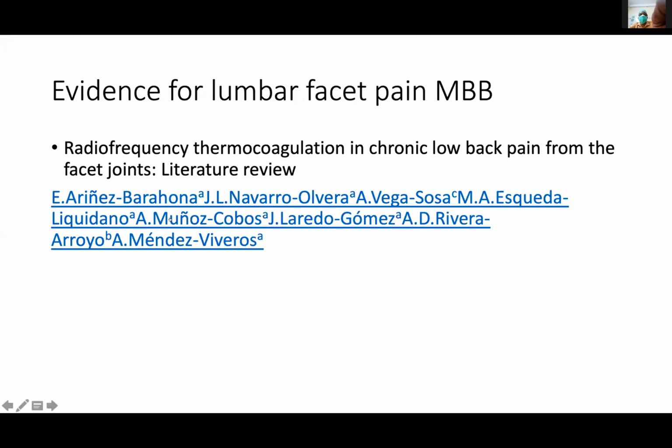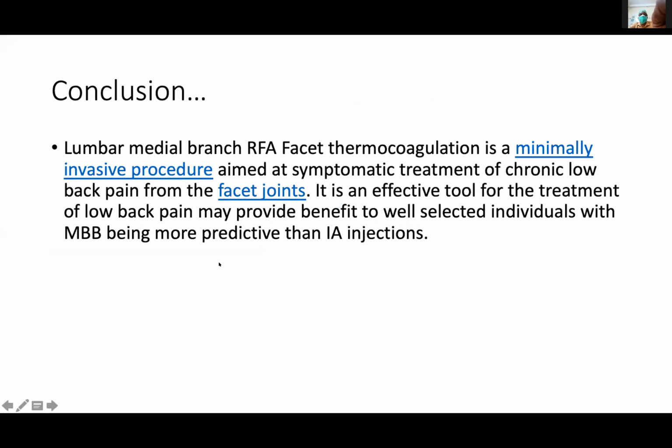A study by Barahona and Olvera, a literature review, on radiofrequency thermocoagulation in chronic low back pain of facet joint origin, came to the conclusion that lumbar medial branch facet thermocoagulation is a minimally invasive procedure aimed at the treatment of the facet joint, and it has been shown to be an effective tool for low back pain and provides better, more predictable relief than the intra-articular injection.